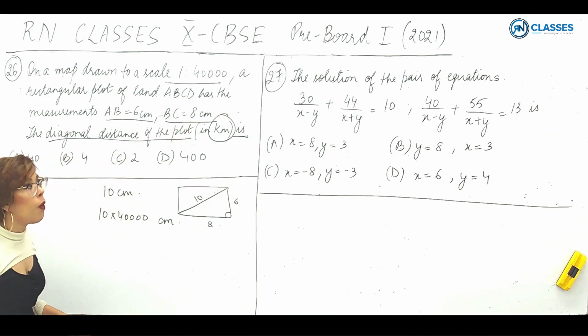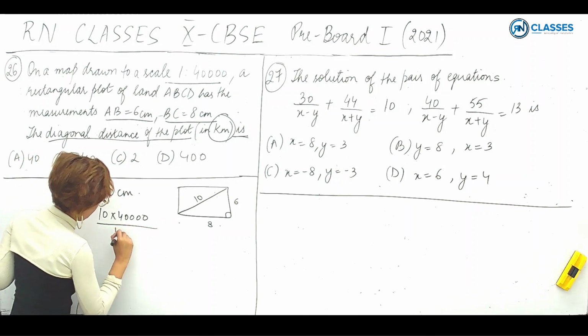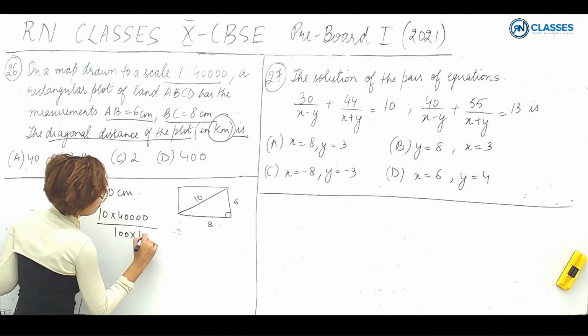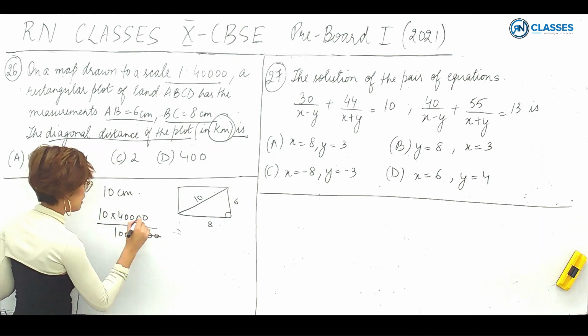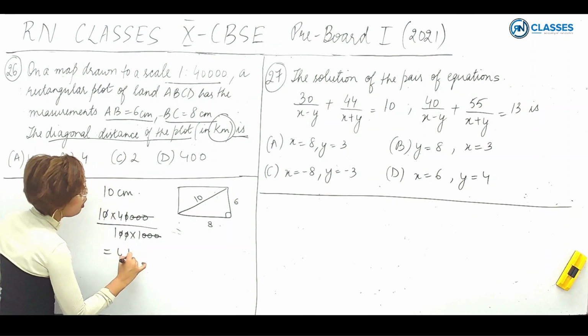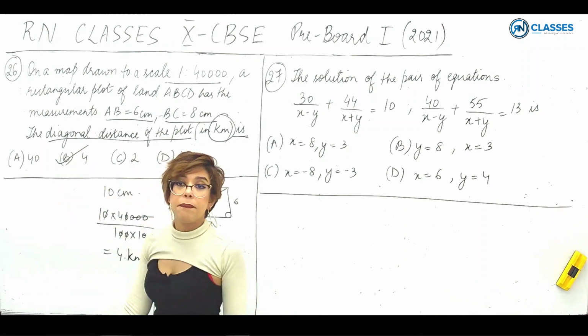Now I have to change centimeter to kilometer. First we change to meter, so divide by 100. This has become meter. Now to convert to kilometer, further divide by 1000. Right? This gets cancelled. This gets cancelled. This gets cancelled. Answer is 4 kilometer on the plot, as in option B.